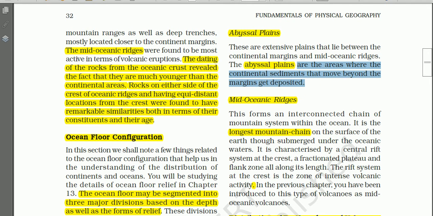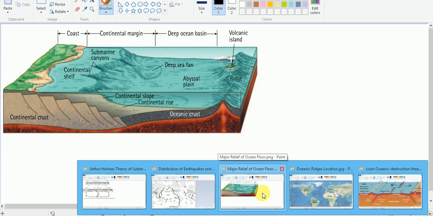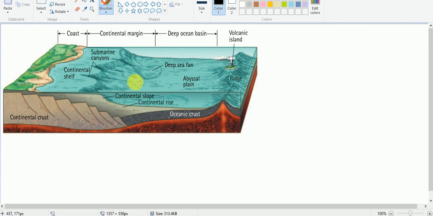Okay, so here we have this diagram. See here, this section is what I call the abyssal plain or deep ocean floor. And we have learned that from here to here is known as continental margin. After the continental margin we have this abyssal plain.